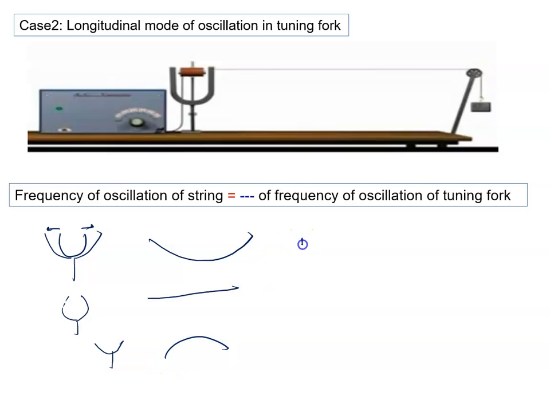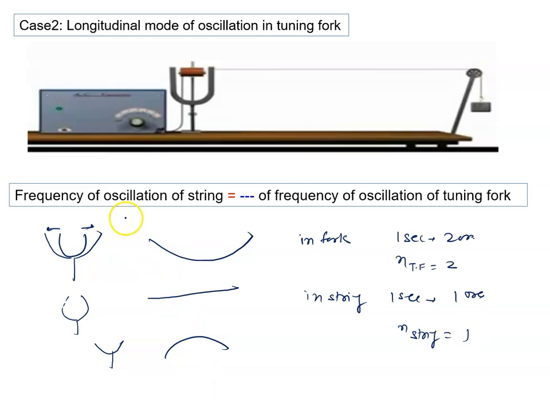So in tuning fork, if we say 1 second 2 oscillations, means frequency of the tuning fork is given by 2. But in string, 1 second only 1 oscillation. It means frequency of the string is given to us 1. So frequency of the oscillation of the string is half the frequency of oscillation of tuning fork.